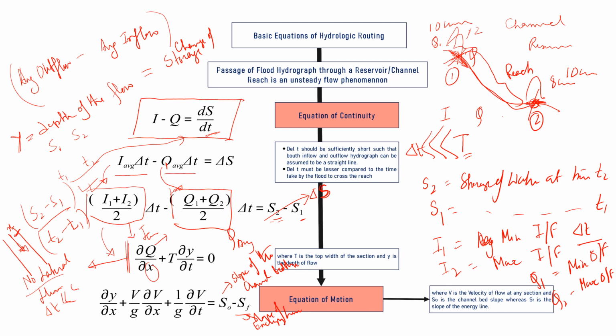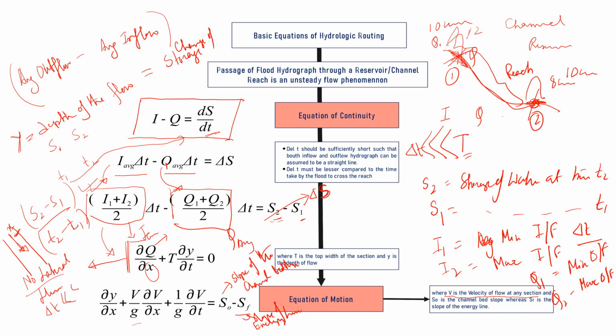And V is, as I have said, the velocity of flow at any section. When it is divided by del x, it means the change in velocity towards the x direction. When it is del t, that means change in velocity with time. And for the first one, we have multiplied it with v by g. g is the acceleration due to gravity. And for the second time, we have multiplied with 1 by g.